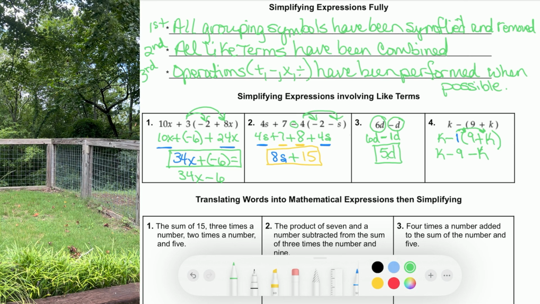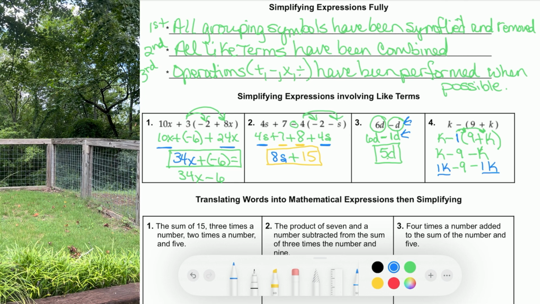Now, I'm going to rewrite this again and show you the invisible ones. Because remember over here, when we had the d by itself, that's the same as 1d. We have the same situation with these k's. So we got 1k, and then we have our -9, and then we have our minus 1k. That's basically what that is saying.